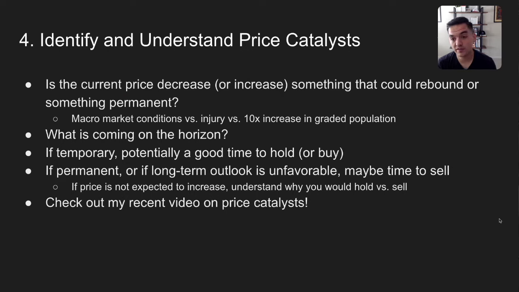Whereas like a 10x increase in graded population, well, that's not going to make the prices rebound unless the demand increases by 10x. It's like supply and demand. You increase the supply, you need to increase the demand in order to keep the price the same. So it's important to understand like what's coming on the horizon. Is a rookie card that you just bought in going to be the only rookie card, or are there multiple sets coming out? Are there a number of graded cards still sitting at PSA waiting to be graded that could inflate the populations of the cards that you have and therefore depress the prices?